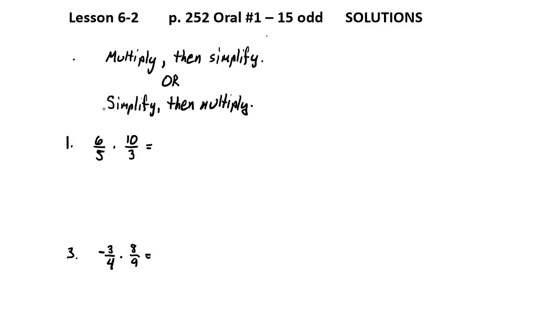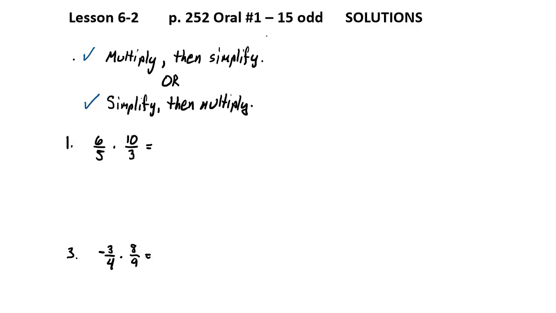Now you have two options. You can multiply first and then simplify the result. The second option is to simplify first and then multiply. For some problems, the first thing might be the easier, more efficient way, and for other problems, the second method might be easier and more efficient. The more of them that you do, the more that you'll learn which is the better approach.